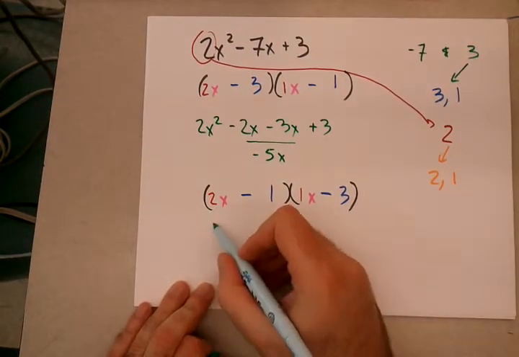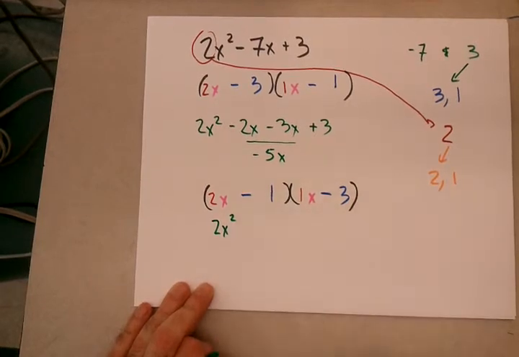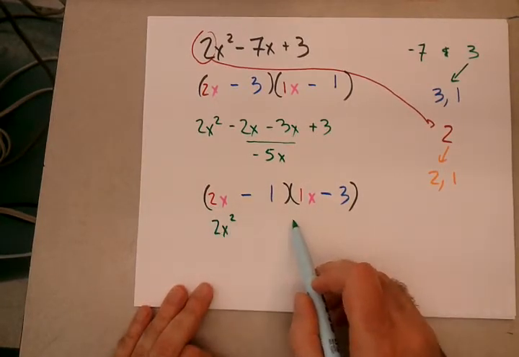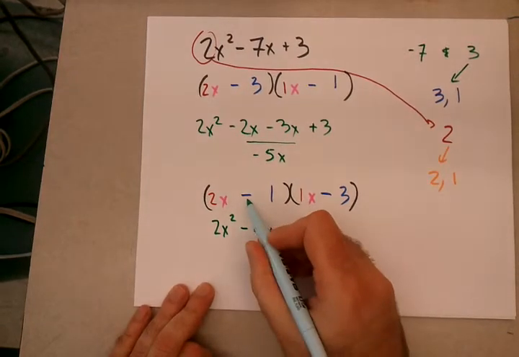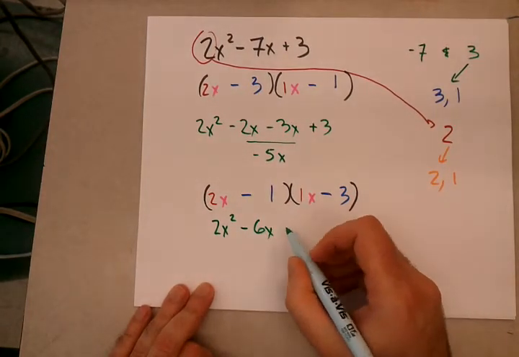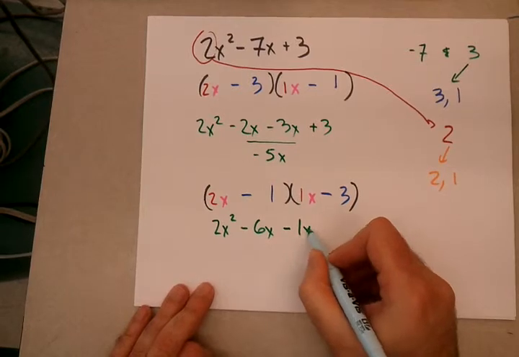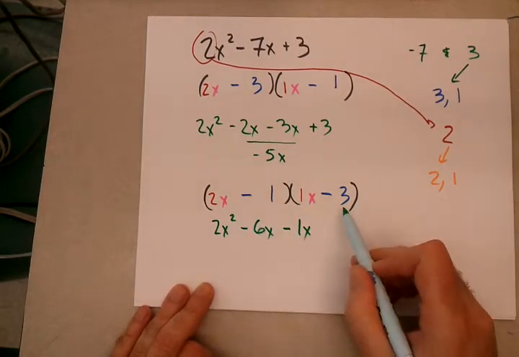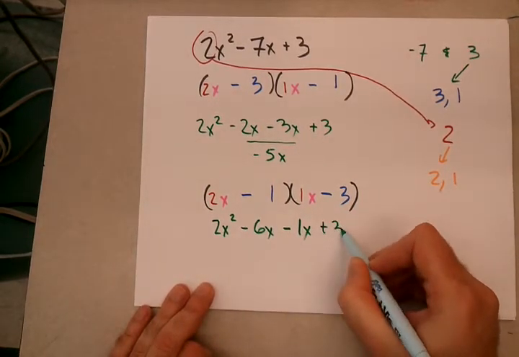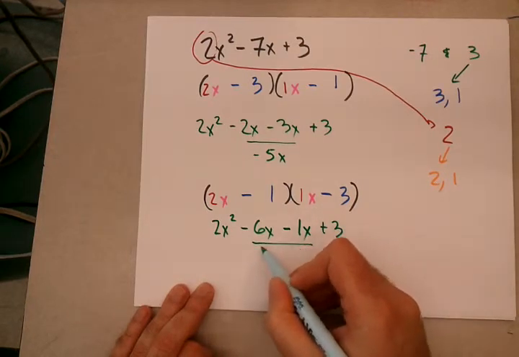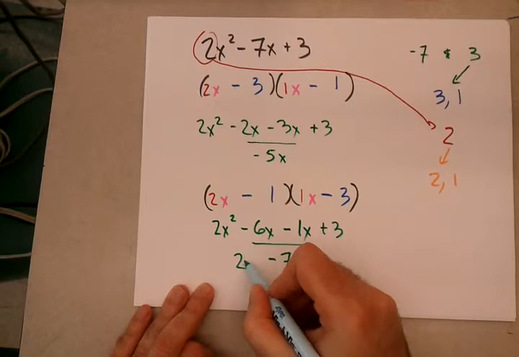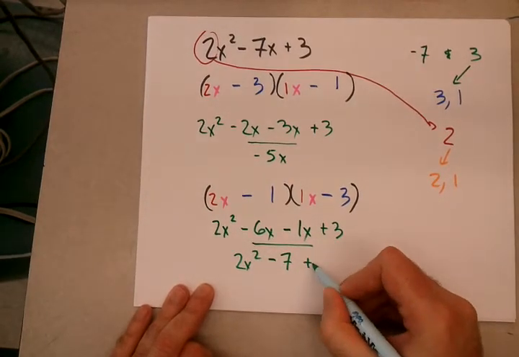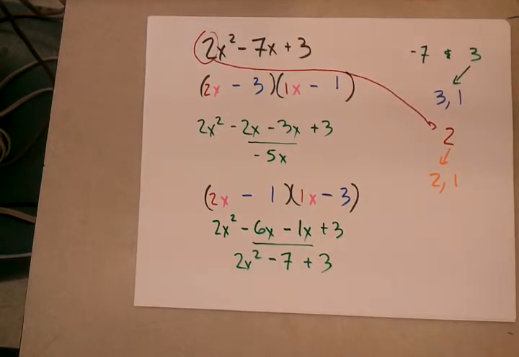2x times x, 2x squared, good so far. 2x times negative 3, that's a negative 6x. Negative 1 times 1x, that's a negative 1x, or negative x. Negative 1 times negative 3, that's a positive 3. When we simplify this, negative 6x minus 1x is negative 7x. Voila, that works. So problems like this have a two-step approach.